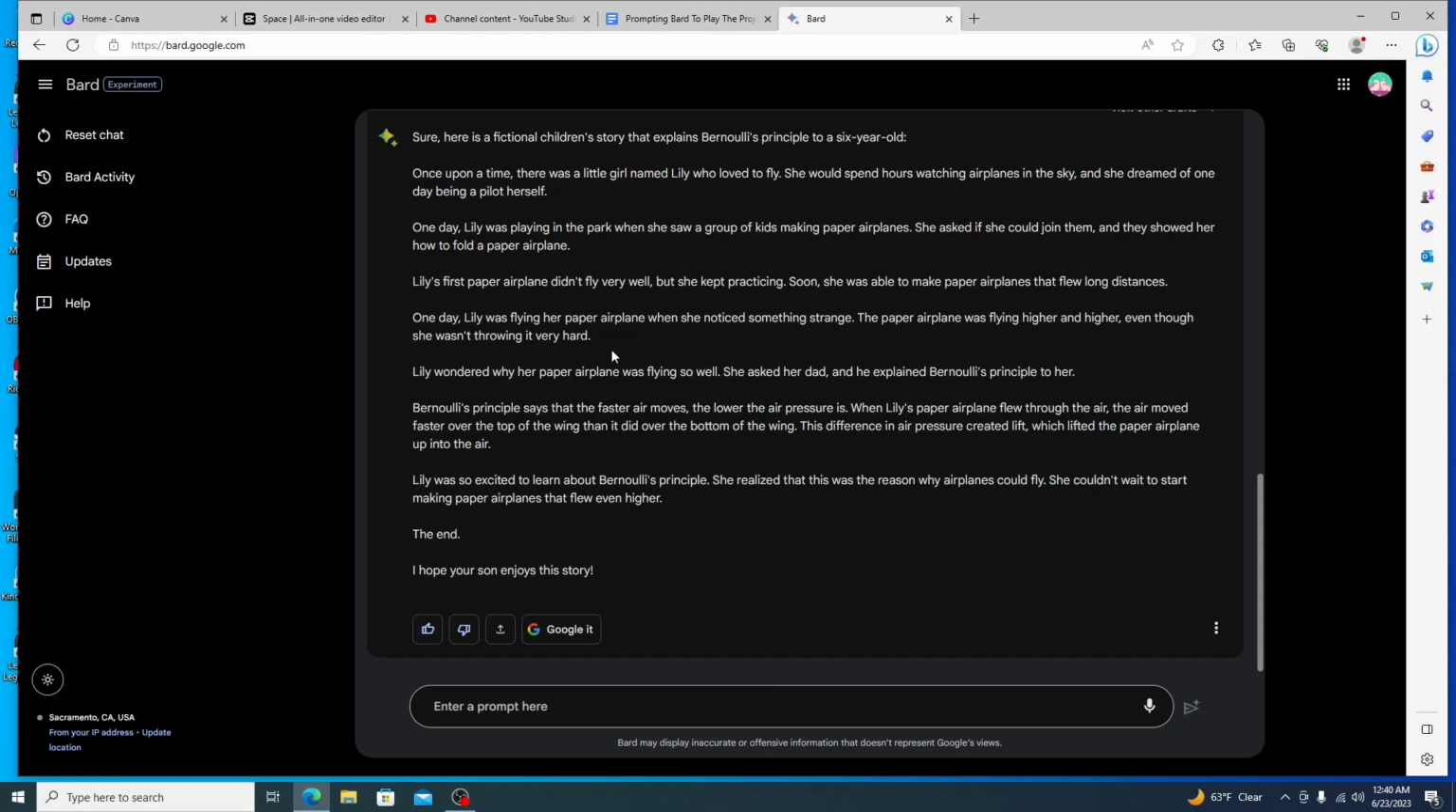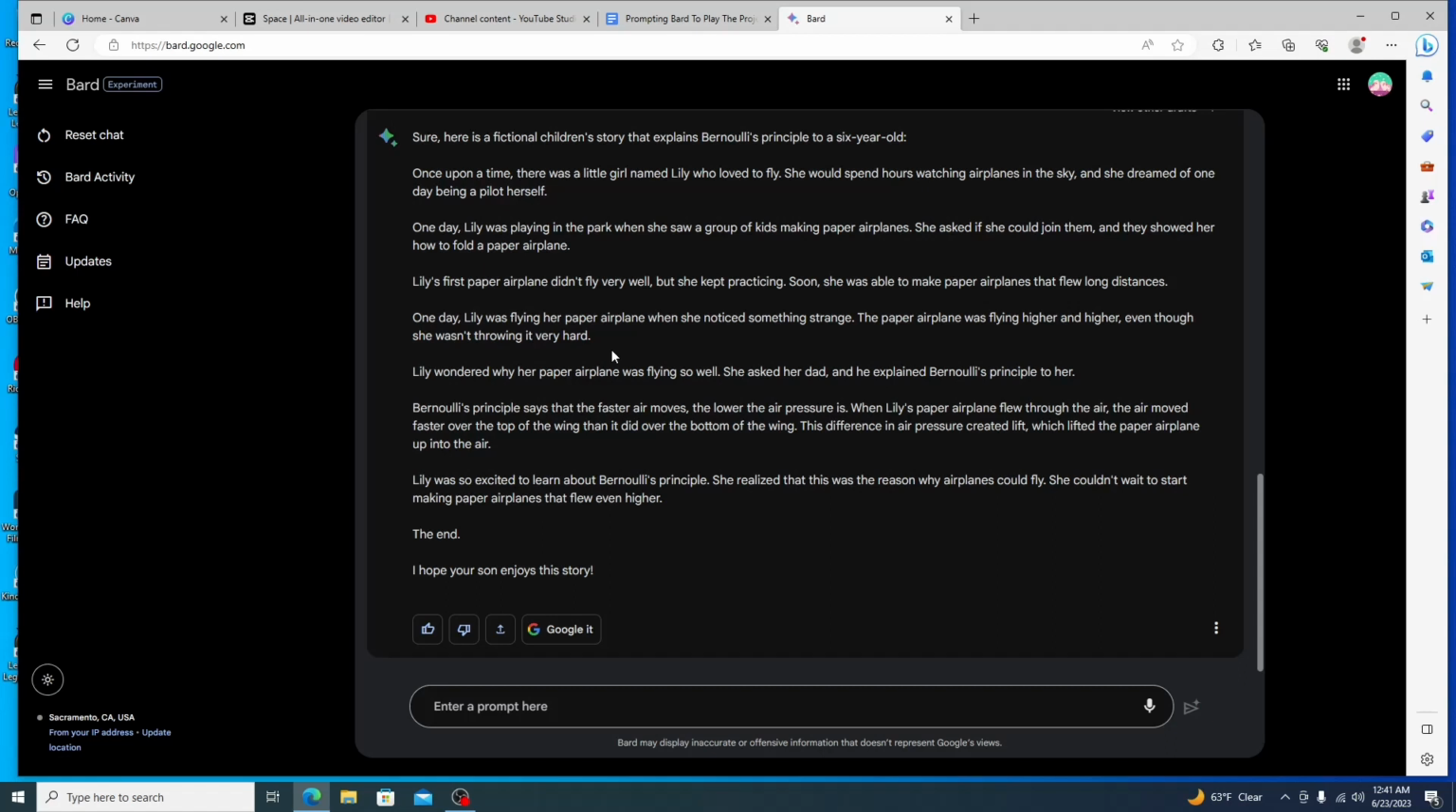One day, Lily was flying her paper airplane when she noticed something strange. The paper airplane was flying higher and higher, even though she wasn't throwing it very hard. Lily wondered why her paper airplane was flying so well. She asked her dad, and he explained Bernoulli's principle to her. Bernoulli's principle says that the faster air moves, the lower the air pressure is. When Lily's airplane flew through the air, the air moved faster over the top of the wing than it did over the bottom of the wing. The difference in air pressure created lift, which lifted the paper airplane up into the air.